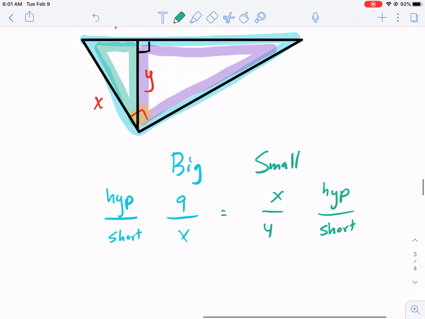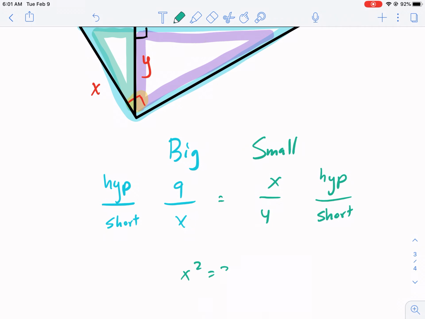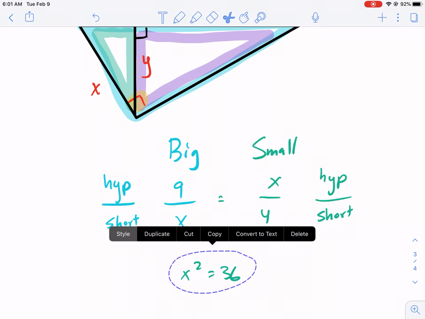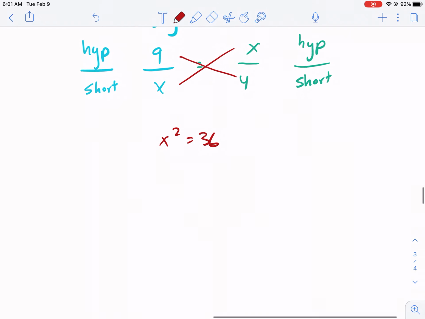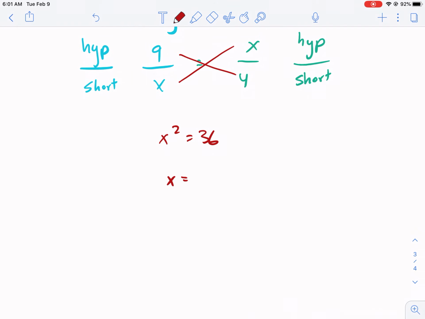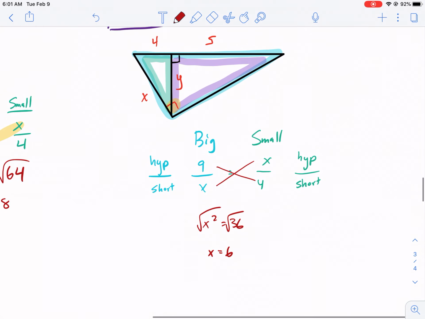So I set those equal, and I get x squared equals 36. That's after I use cross multiplication. I should have changed the color. So I use cross multiplication, geometric mean. That's the whole point, geometric mean. And I get x squared equals 36. X is going to be equal to 6 after I take the square root of both sides. So done with x. X equals 6. This is very similar to my other one.